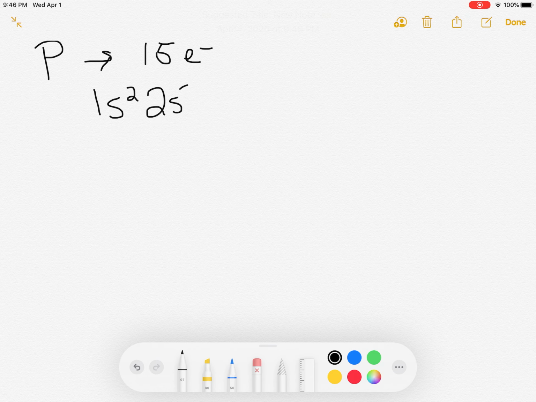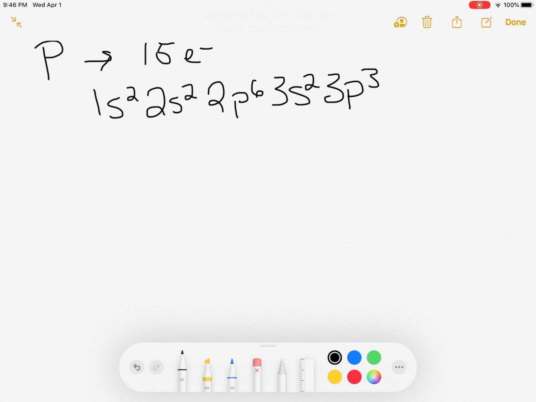So we're going to put 2 in the 1s, 2 in the 2s, 6 in 2p, and then 2 in 3s, and then we have 3 left over. We're going to put them in 3p. So again, always start with your electron configuration before you start doing the orbital diagram.